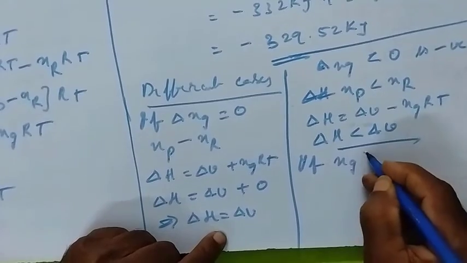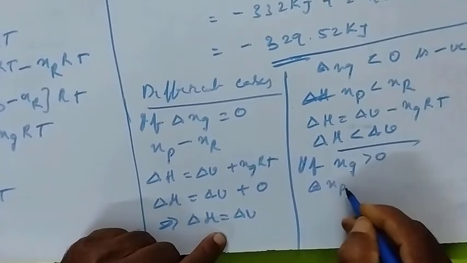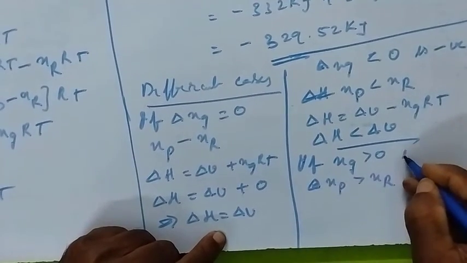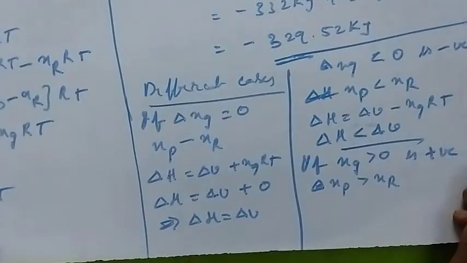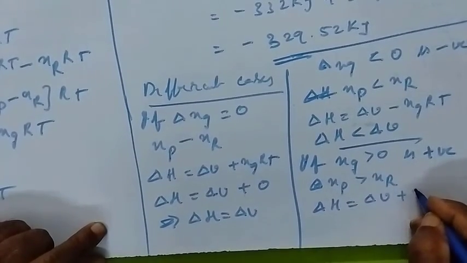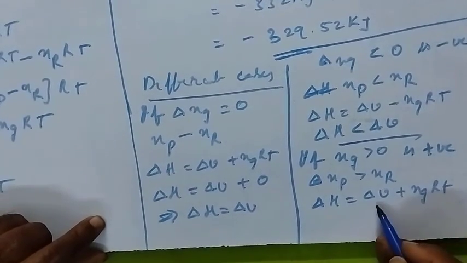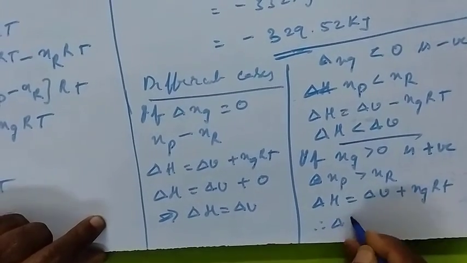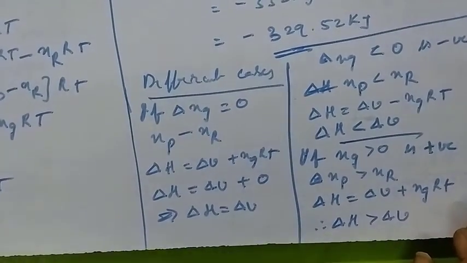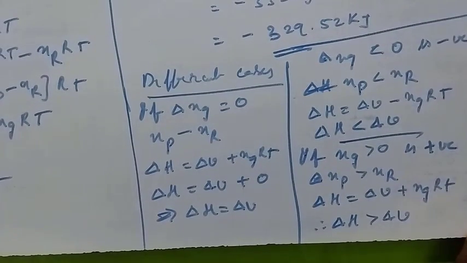If delta NG is greater than 0, that means number of moles of gaseous products is greater than number of moles of gaseous reactants, then it is a positive value. Positive value means 1 or more. So in such case, delta H is equal to delta U plus delta NG RT. Since it is positive, when something is added to delta U, we are getting delta H. Therefore, delta H is greater than delta U. So these are the conditions to calculate delta NG, and ultimately we can find delta H by using the formula delta U plus P delta V.